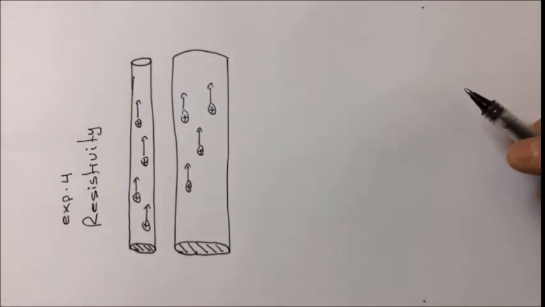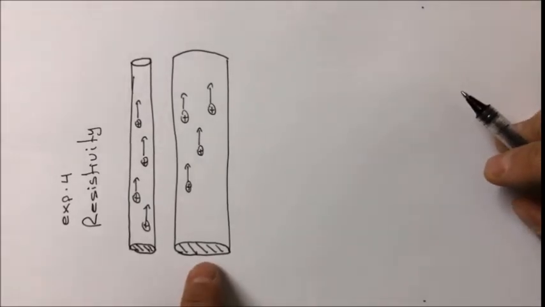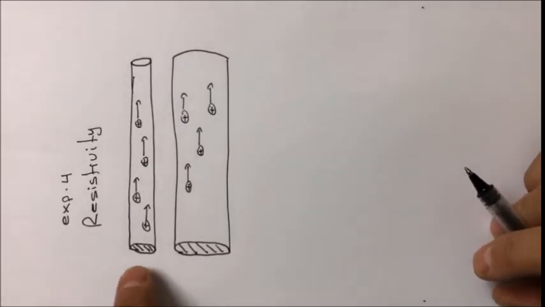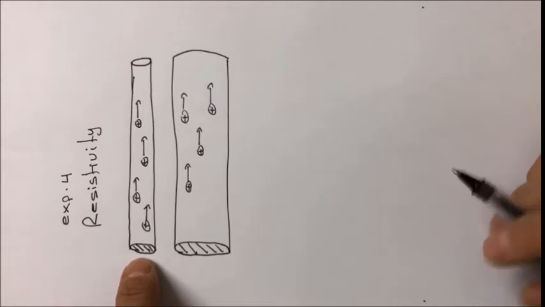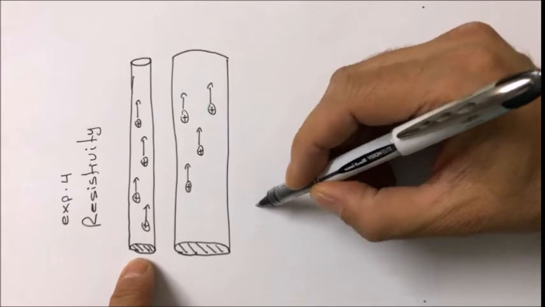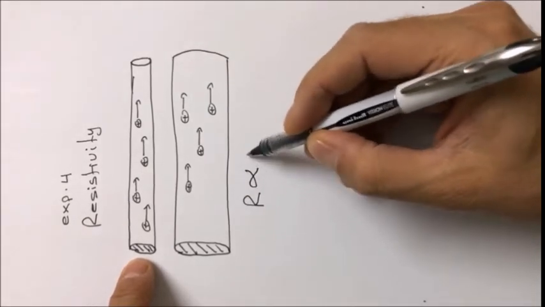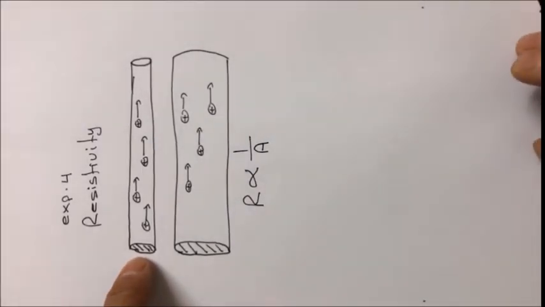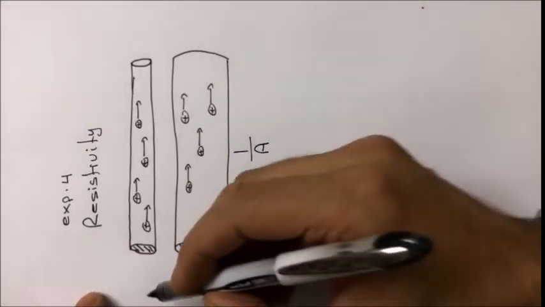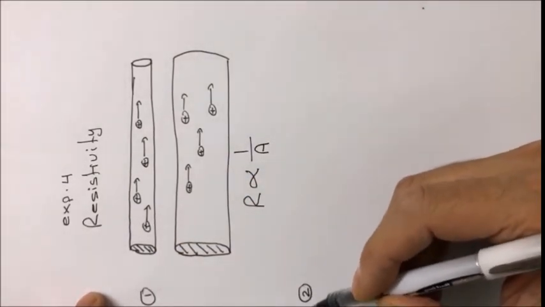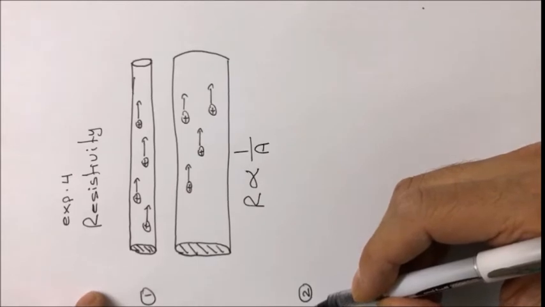And this is an inverse proportionality, which means if we make this area larger, the resistance becomes smaller, and if we make the area smaller, the resistance becomes larger. So we can say resistance depends inversely on the area. So it depends on 1 over the area. This is number one. Now, the second factor on which the resistance depends is the length of the wire.